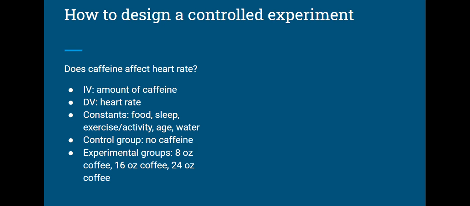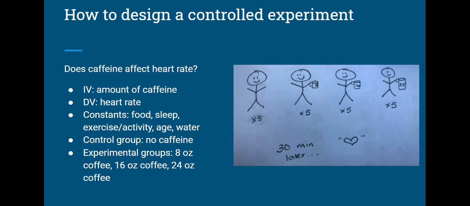And then your experimental group, you could pick different amounts. And you say 8 ounces of coffee, 16 ounces of coffee, 24 ounces of coffee. And when you actually set up the experiment here, it's always good to replicate, have multiples within each group. So you could have 5 people that drink no coffee, and then 5 that drink 8 ounces, and 5 with 16, and 5 with 24. And then 30 minutes later, you measure their heart rate. You can record your data, and you can find averages and see what happens.